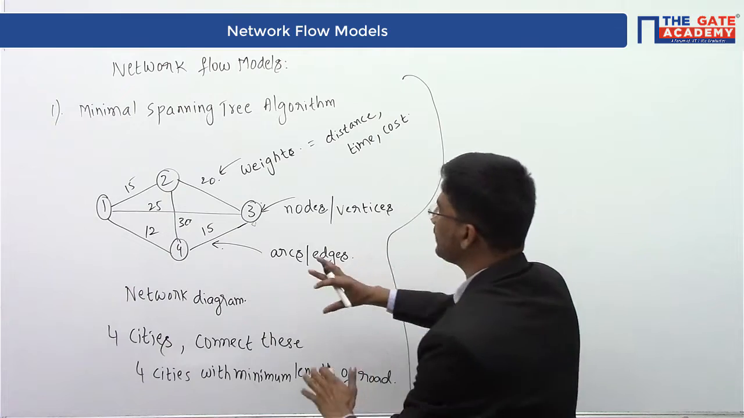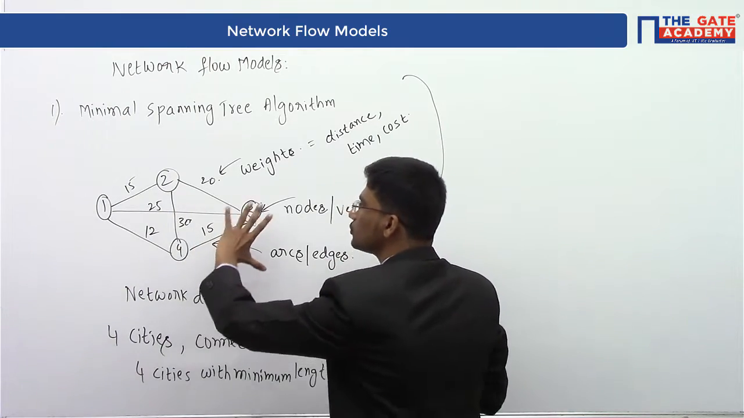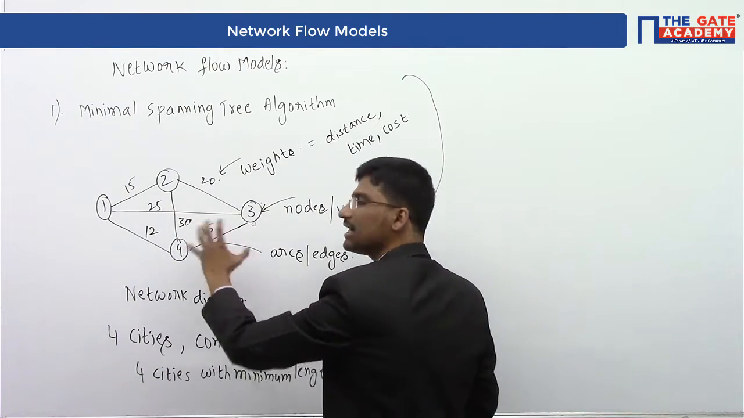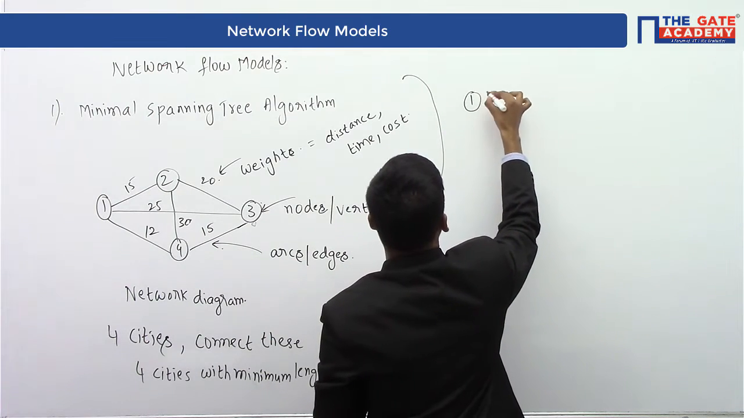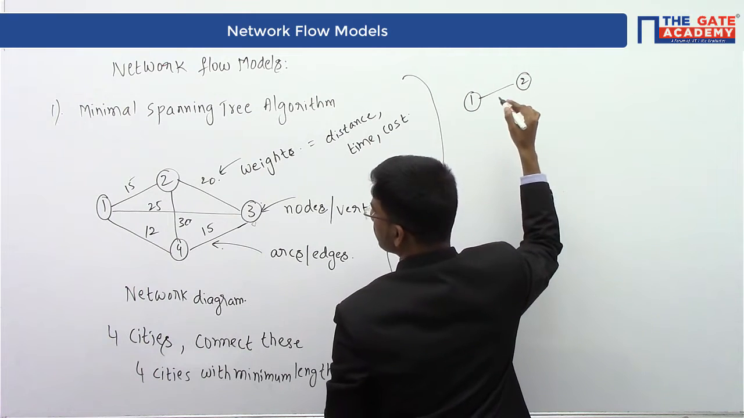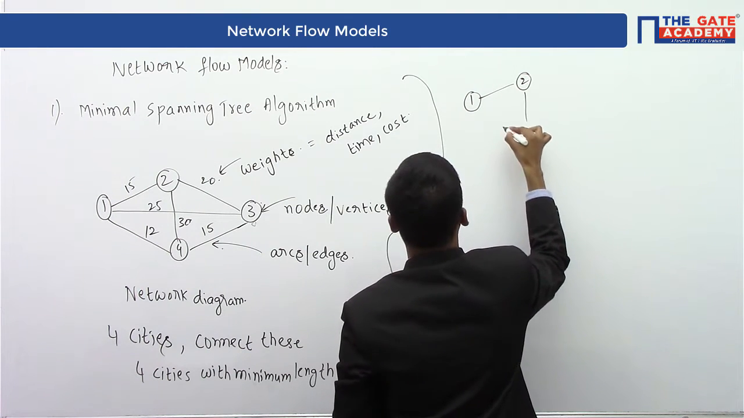I am just taking a subset of this network. So this is a network, and from this network I am taking a subset. Say, for example, this is 1, 2, 4.